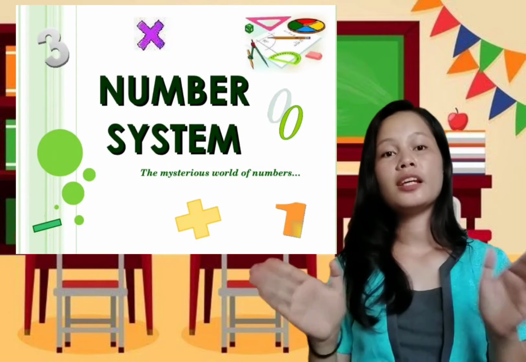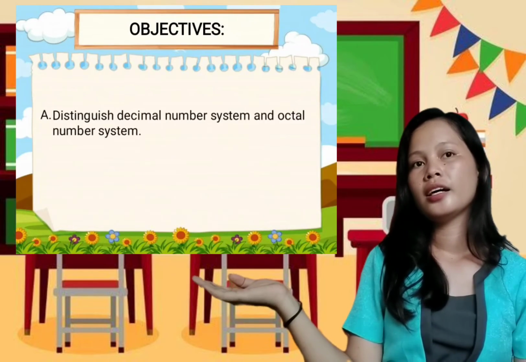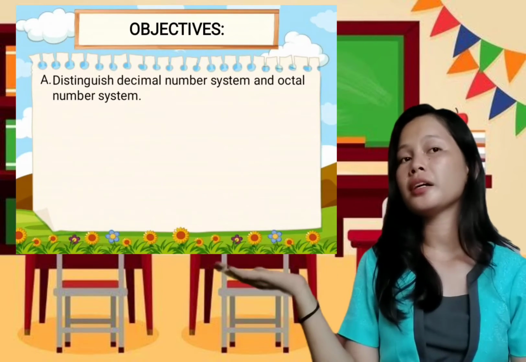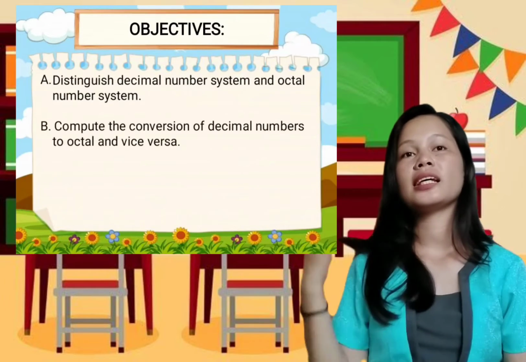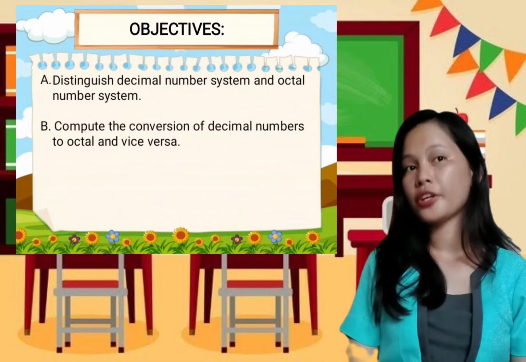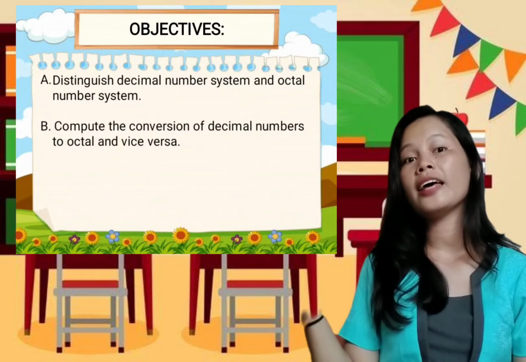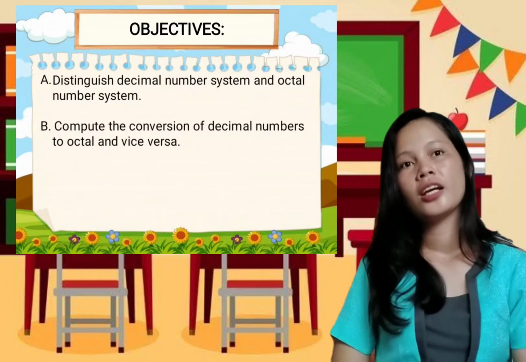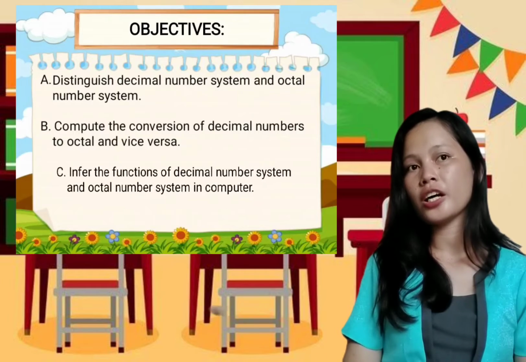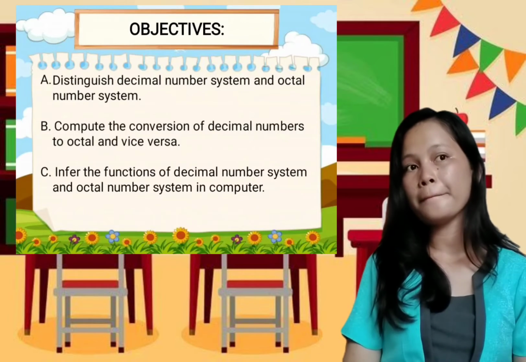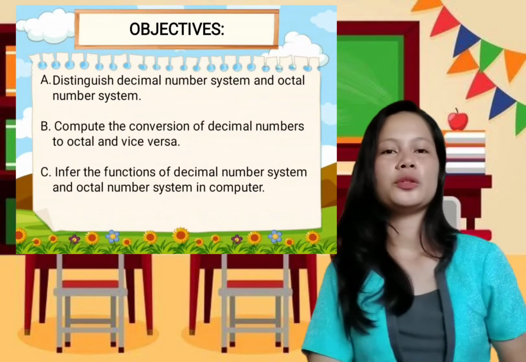So the objectives of the day, everyone kindly read. Distinguish decimal number system and octal number system. Second, compute the conversion of decimal numbers to octal and vice versa. The last objective, infer the functions of decimal number system and octal number system in computer.